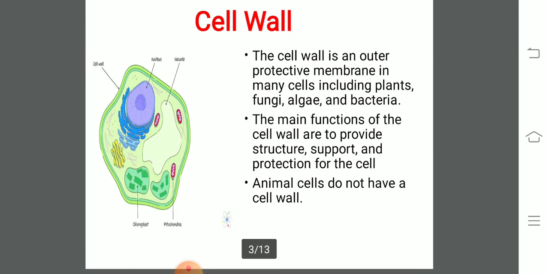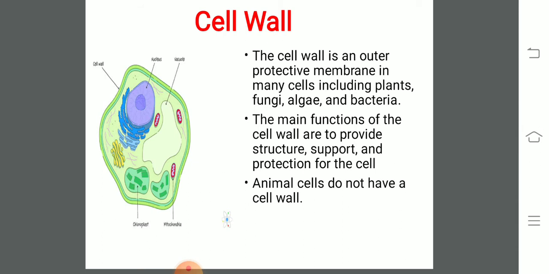So the first component is the cell wall. On the left side I have shown the picture of a cell wall. If you are observing, here is the cell wall, which is shown by the green color boundary. What is a cell wall? A cell wall is an elastic and strong coat around the cell membrane. It is mainly composed of carbohydrates like cellulose and pectin. It is found around cells of algae, fungi, and plants.